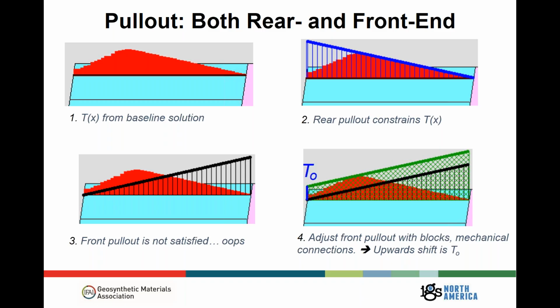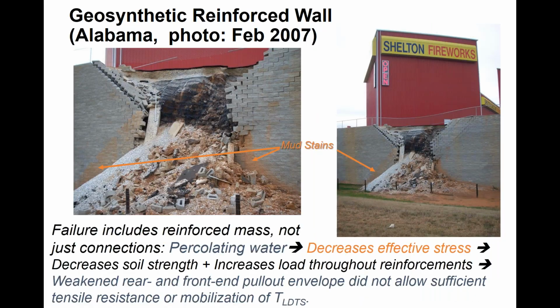And what that does is it gives me T naught right here. That basically tells me how much I have to shift up that failure envelope for front end pullout, and what it represents is the connection capacity that we require. For front end connection, we might meet that capacity with blocks or certain facing systems or mechanical connections. But now we have a quantitative means of defining what resistance we need, and T naught represents that number.